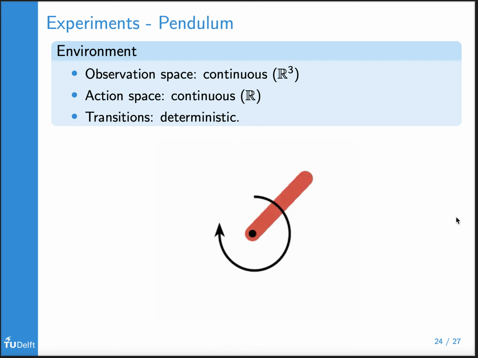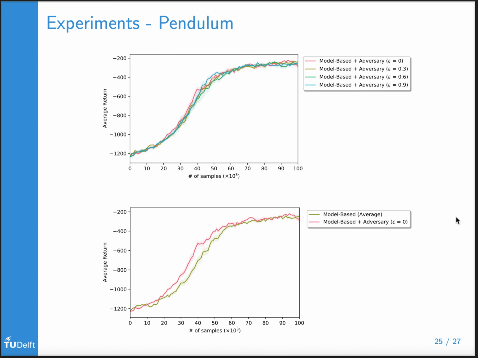Finally, we performed experiments in the pendulum environment, where we also have a continuous action space. Again, the agents have very close performance, but they improve faster in the early iterations of the algorithm when compared to the plain model-based baseline.